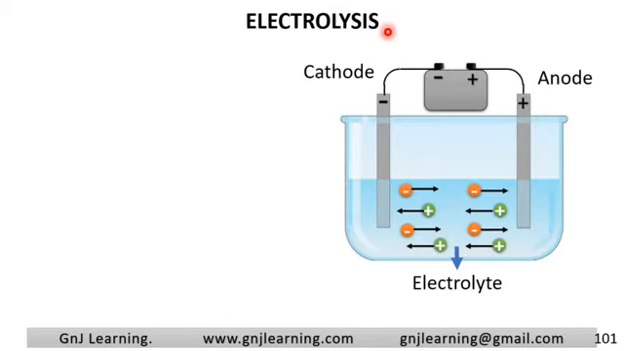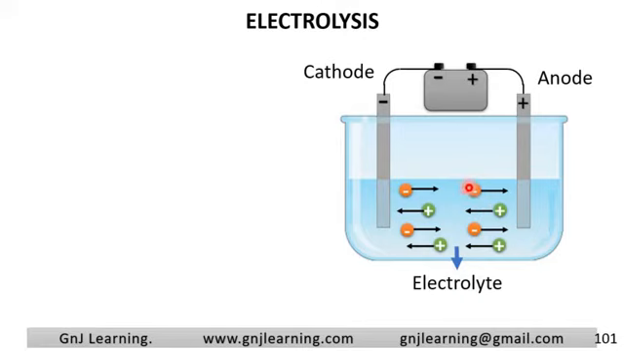So electrolysis, as we have already discussed, has a cell that is connected to two electrodes, one positive electrode and the other one negative electrode. And these electrodes are dipped in an electrolytic solution. Electrolytic solution means it contains positively and negatively charged ions.